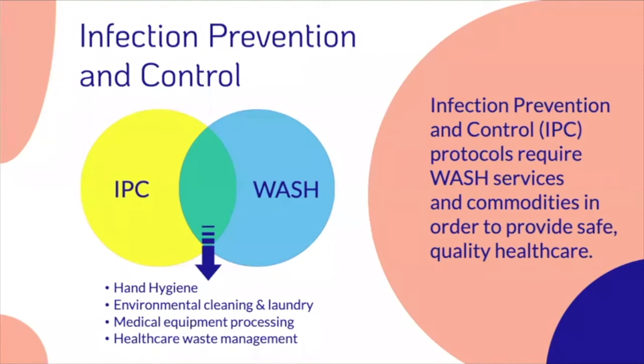Next is infection prevention and control. And IPC protocols require WASH services and commodities in order to provide safe, quality healthcare. So again, linking back to quality health services. Through this Venn diagram, you can see that there are elements of WASH and IPC that overlap, specifically hand hygiene, environmental cleaning and laundry, medical equipment processing, and healthcare waste management as the 4 that we tend to emphasize, though there may be other activities or other ways of organizing this based on the activities and based on the healthcare services provided at the facility.